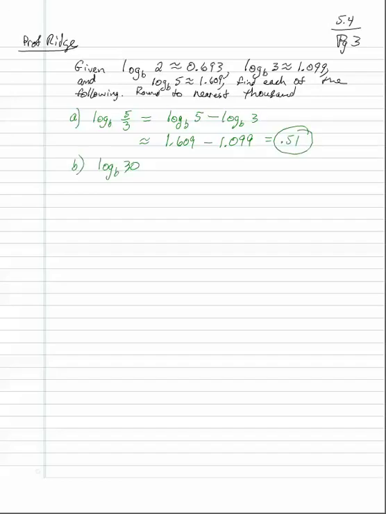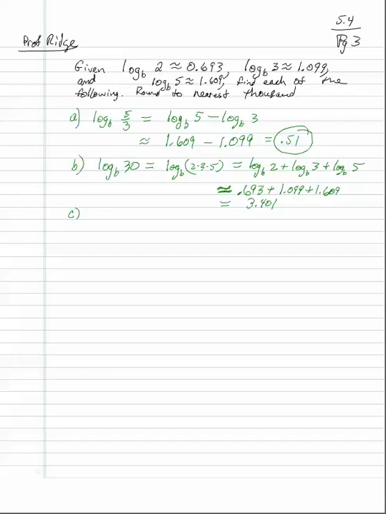Okay. If I want to do log base b of 30, here you've got to realize, oh, that's 2 times 3 times 5. So that's going to be log base b of 2 plus log base b of 3 plus log base b of 5. And we're doing approximates, so now this is approximately 2 is 0.693, 3 is 1.099, and 5 is 1.609, which is going to be 3.401.